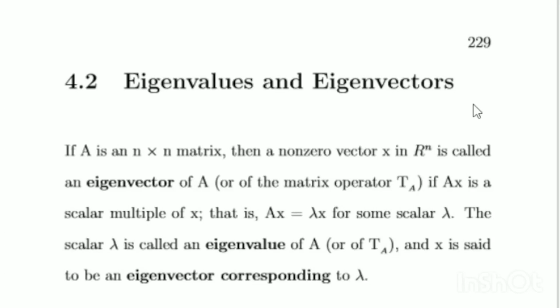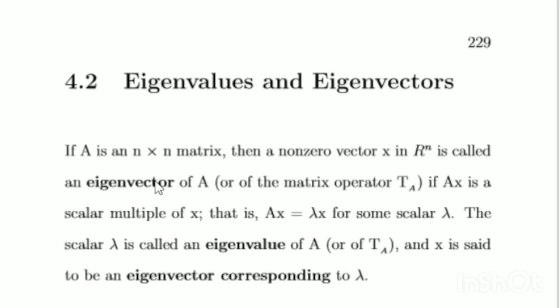An eigenvector gives you the direction along which the linear transformation occurs, whether it is stretching, scaling, shearing, or flipping. This eigenvector will give you the direction in which the transformation occurs.